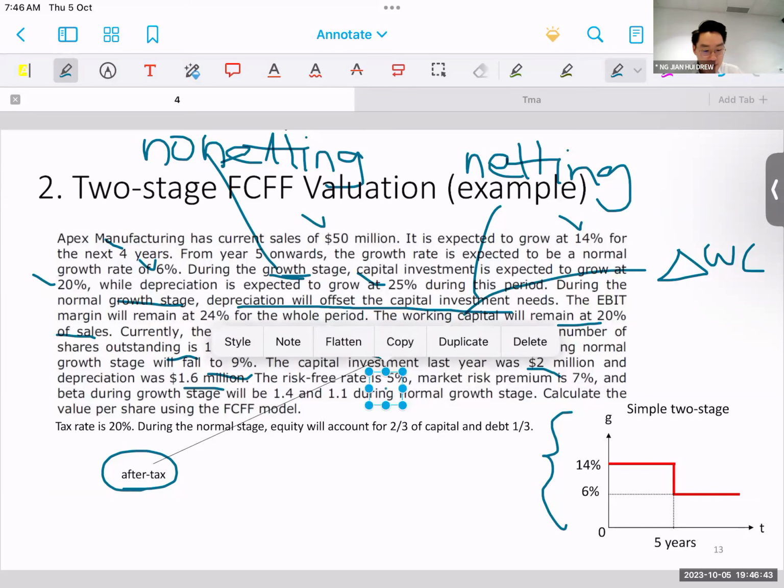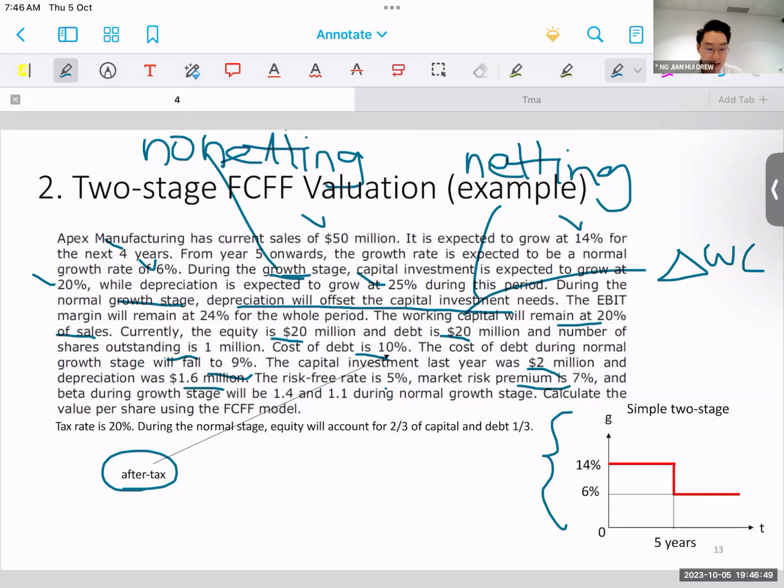Risk-free rate is 5%. What else? Market risk premium is 7%. During the growth stage, we know there are different betas. First beta is 1.4, and next beta is 1.1, right? 1.1 for your normal growth. Okay, calculate the value per share using the FCFF.